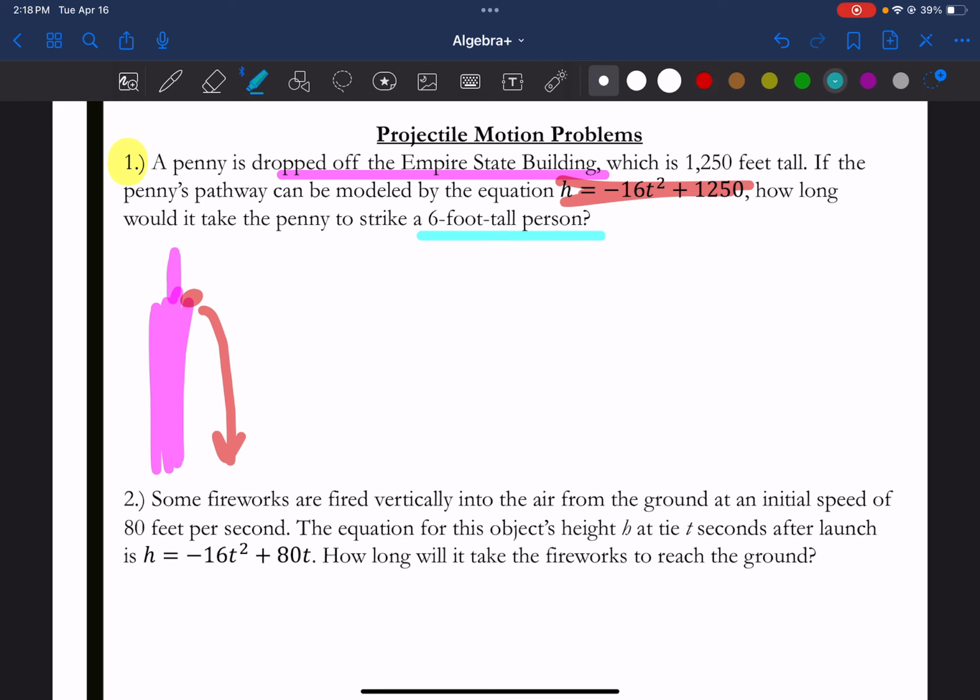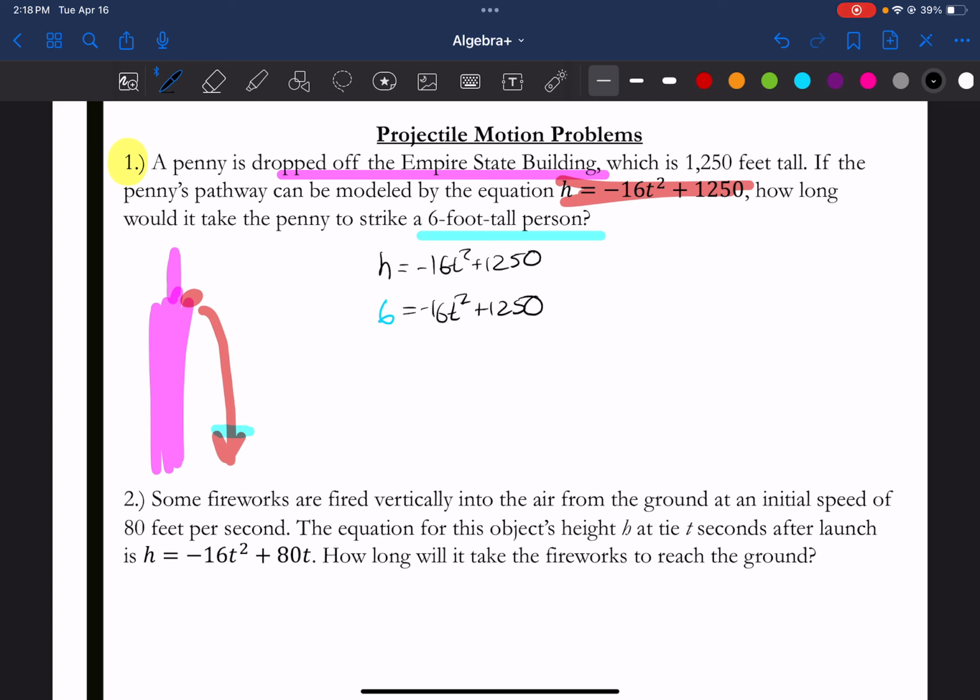So now I'm not looking at the ground. This person's 6 feet tall, so this is this tall. I don't want the ground. I want it to see 6. You have to then realize that, you know what, I'm not setting my equation that they give me equal to 0. Think about it. I'm not hitting 0, the ground. I actually want it to be equal to 6.